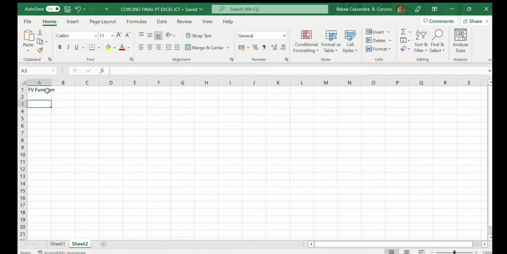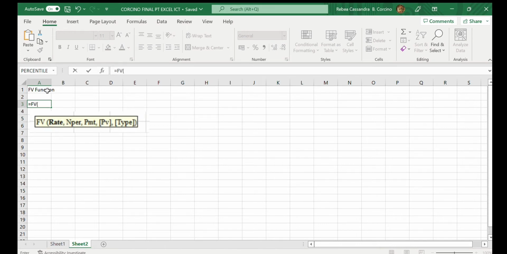So how does the future value function work? Well, if you want to find the future value of a particular investment, which has constant interest rates and periodic payments, we will need the future value formula. First, we type in the equal sign, followed by FV, then open the parentheses, and we will see the rate, NPER, PMT, PV, and the type.